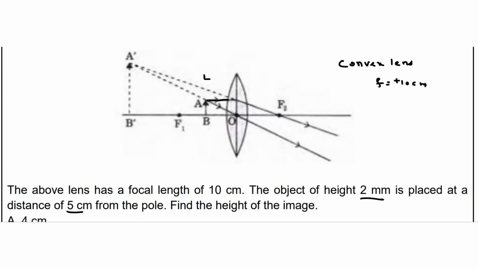So they have given the height of the object, which is 2 millimeter, and the object distance U is given to be 5 centimeter. Always the object is kept on the left side, so it is negative. U is negative 5 centimeter. What they have asked is what is the height of the image. So you know U and F, let us calculate V and then using that we will find the height of the image. So what is the formula?